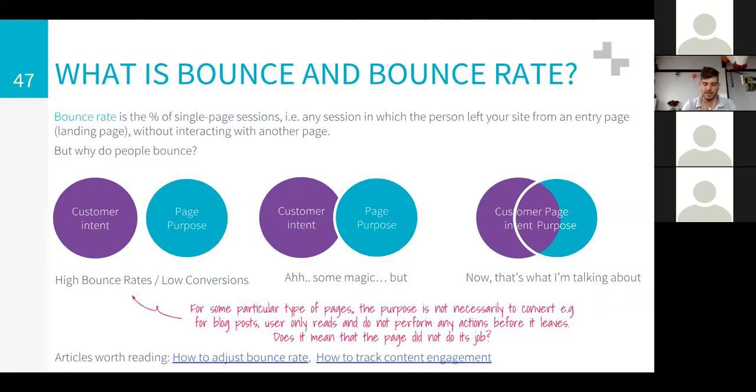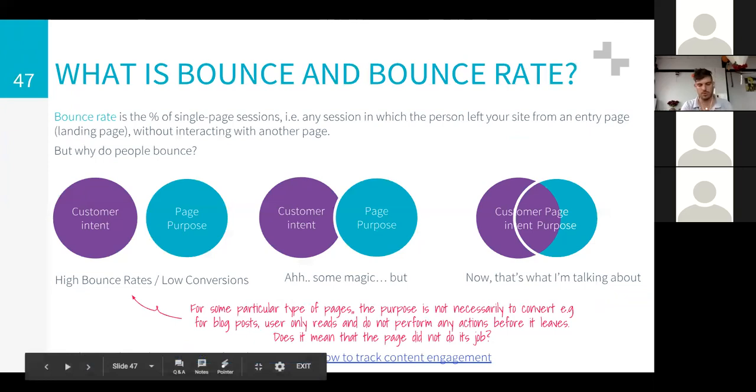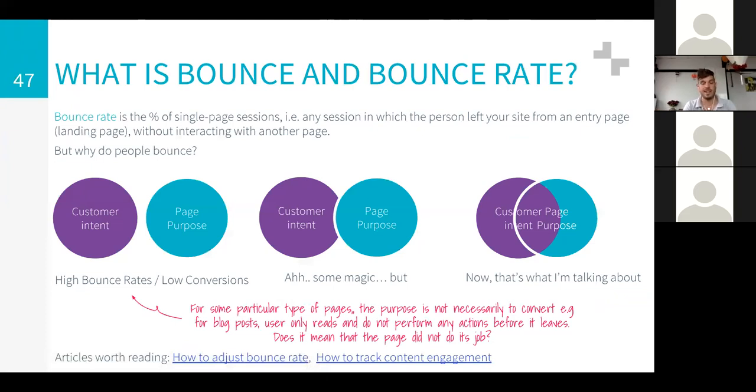One thing to note here is for publishers or blog pages, since the only purpose of the page when it comes to content is just to deliver the content, people will come to your site, read it, and leave. And there is no other purpose than just sharing the information. So in those particular cases, you should be adjusting your bounce rate or finding other ways of measuring the engagement. So I put two articles here that are just showing how we can measure the engagement of users in this kind of content, and how to adjust bounce rate.